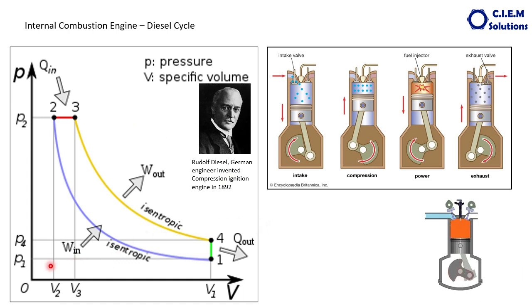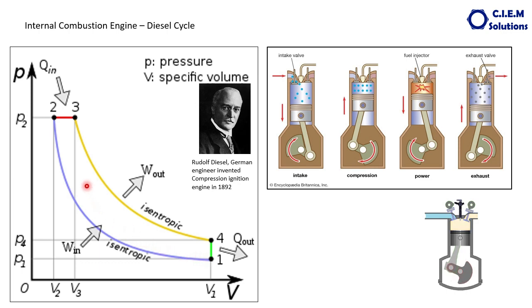Here from this volume, from V2 to 0-1, the piston travels from top dead center to BDC, increasing the volume, creating the vacuum, and fresh air alone enters inside, not with the fuel. Air alone enters inside. Okay. Then the piston again starts moving from bottom to top. Okay, from 1 to 2.